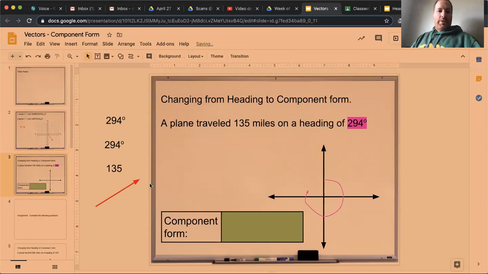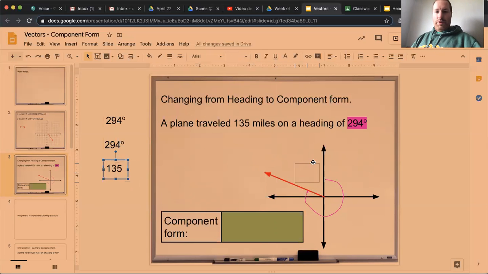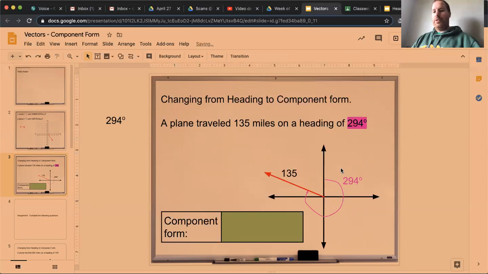And so that means our vector, again, we start at the origin. Whoops, let's not move the whole thing, just that endpoint. And it's moving at a 294 degree angle there. And then it's 135 miles long. So that is the length of that vector. This is 294, that pink, so we can see that. That's what you guys have been drawing. You have been doing that part.